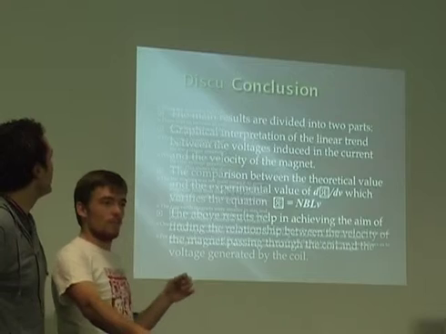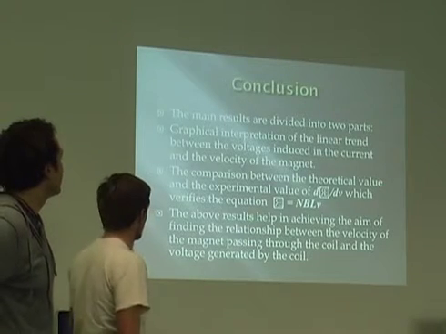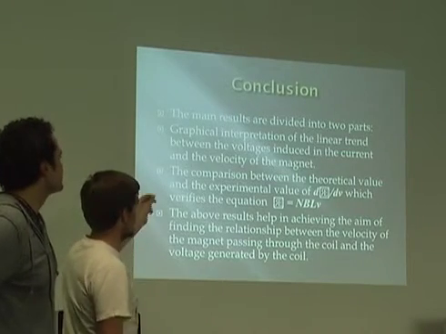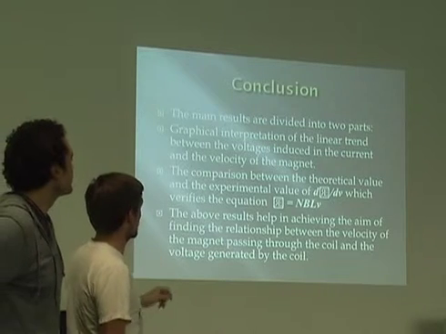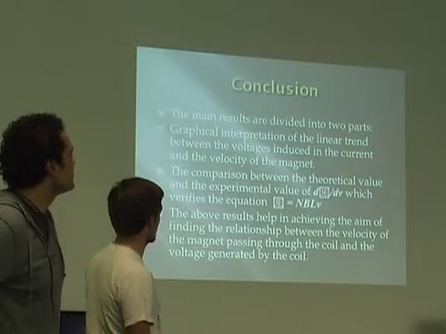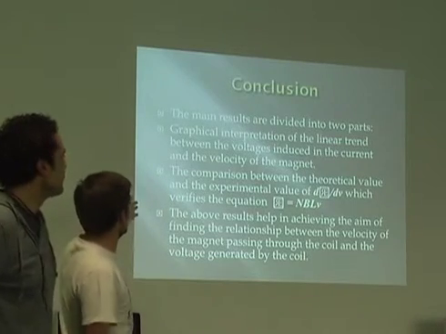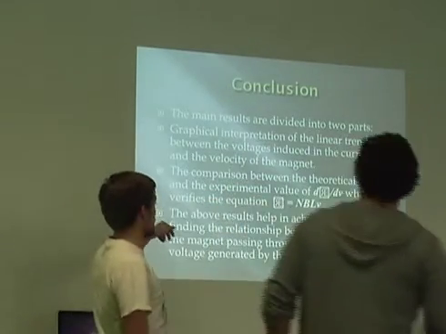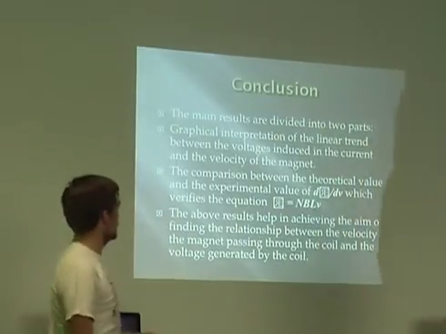So, yeah. Then we got the conclusion. The main results we've divided into two parts: the graphical interpretation of the linear trend between the voltage induced, the current, and the velocity of the magnet, and, as you can see, the comparison between the theoretical value and the experimental value of the flux.